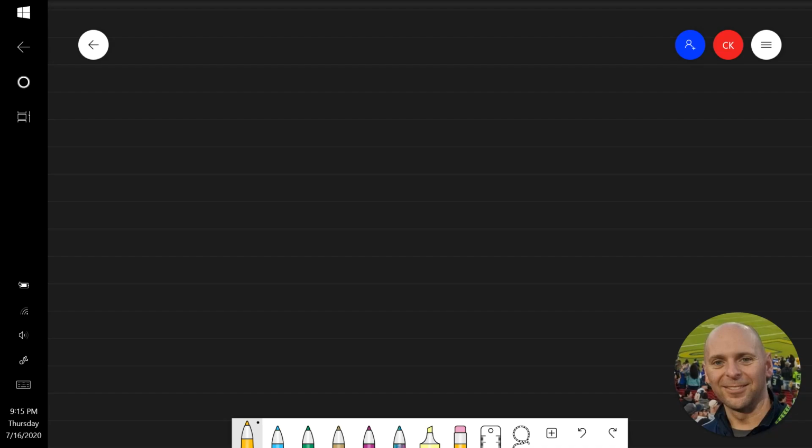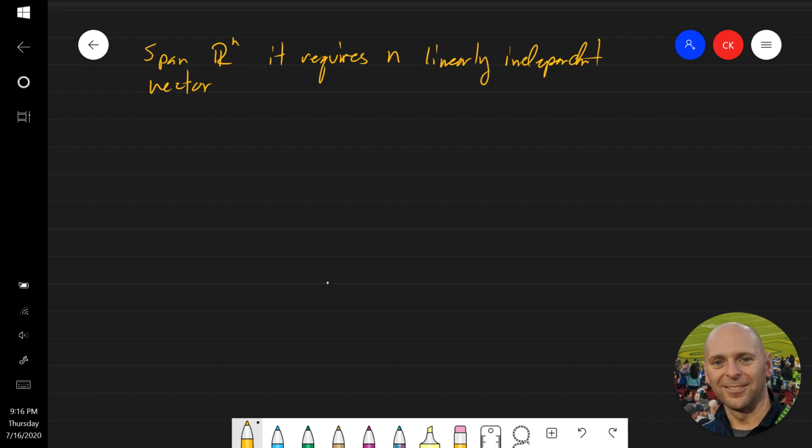An important and useful result that comes out of working with bases is that, particularly if we want to span Rn for some value n, it requires n linearly independent vectors to do it. It's just one of those useful things to know.